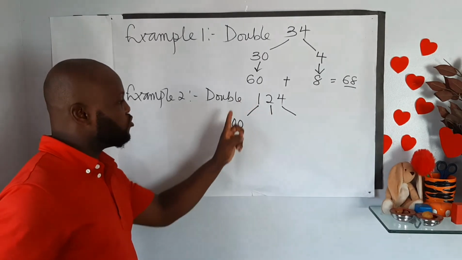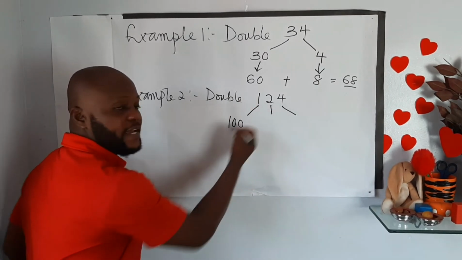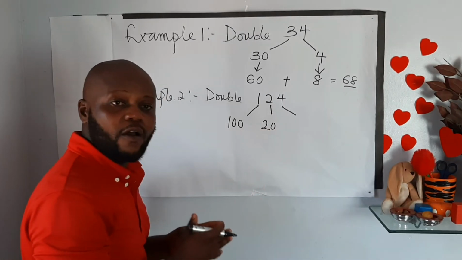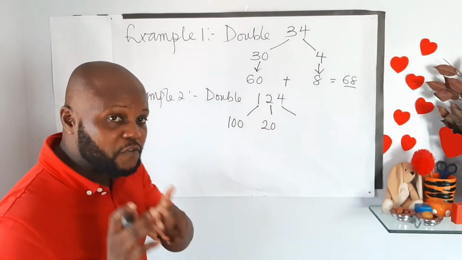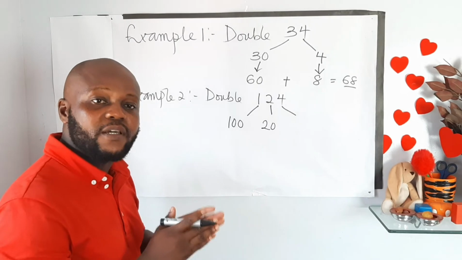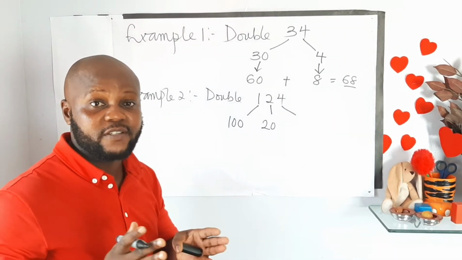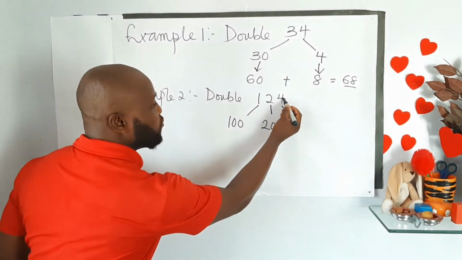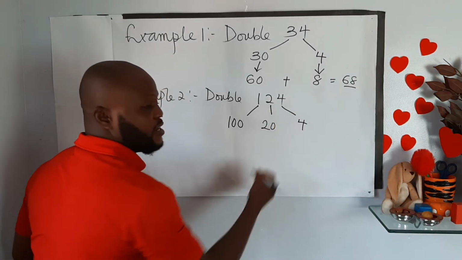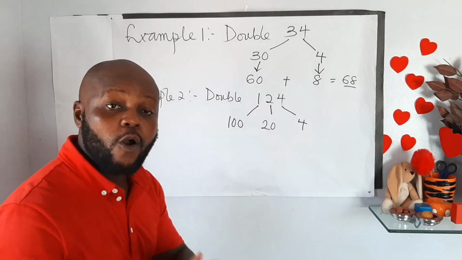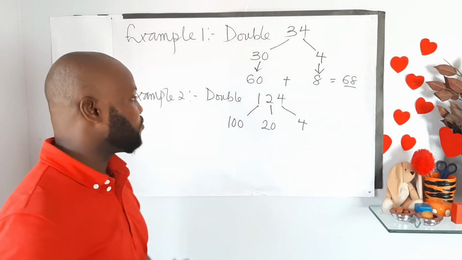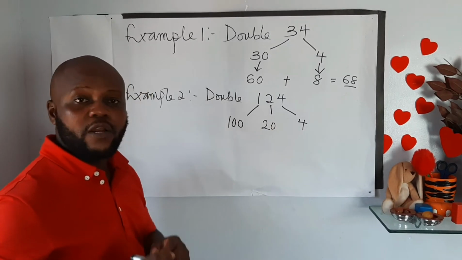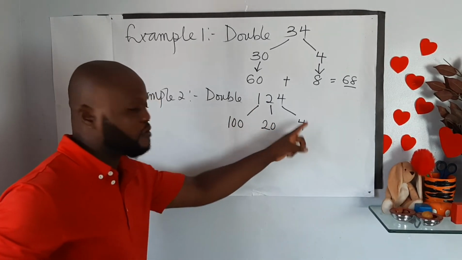So this is 100. So this is 2 tens. 2 tens is the same thing as 20. That is 2 lots of 10 or 10 lots of 2. Don't forget, 2 times 10 is 20. 10 times 2 is also 20. They are the same. The order will not change the answer. Now, 4 here means 4 ones. That is 4 times 1 is 4, or 1 times 4 is also 4. Now that I've partitioned this number based on the place value of each digit, all I need to do is to double each of them.